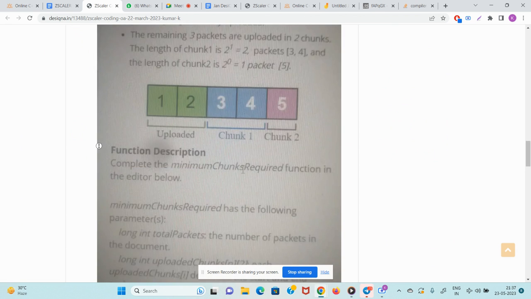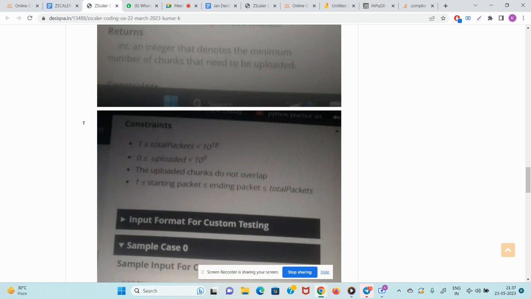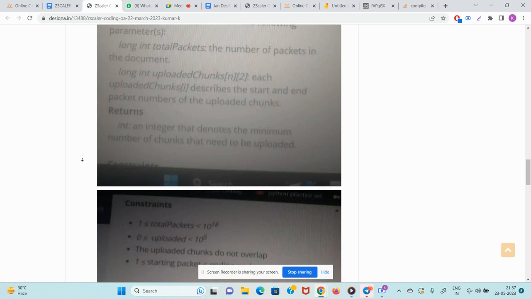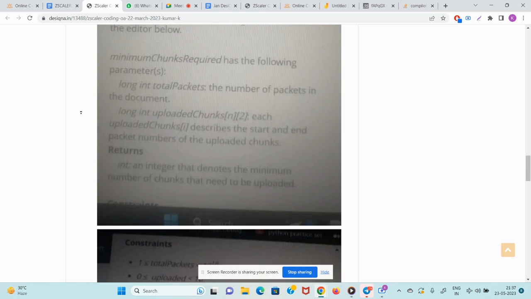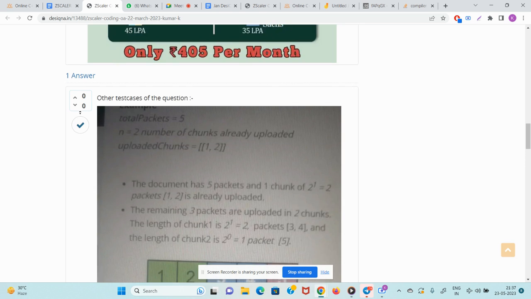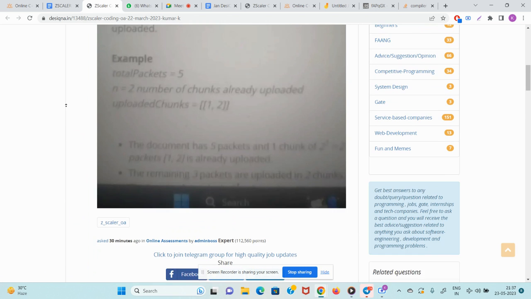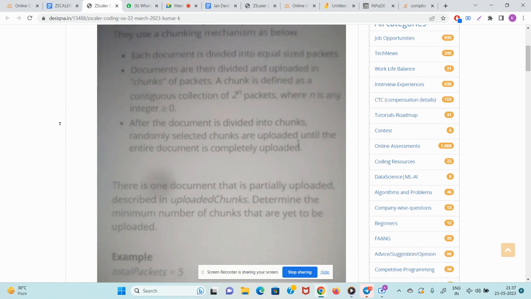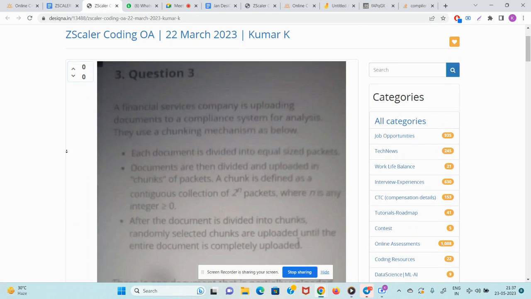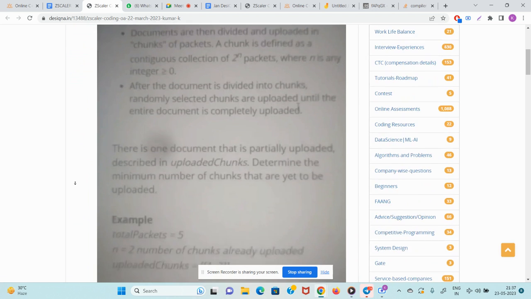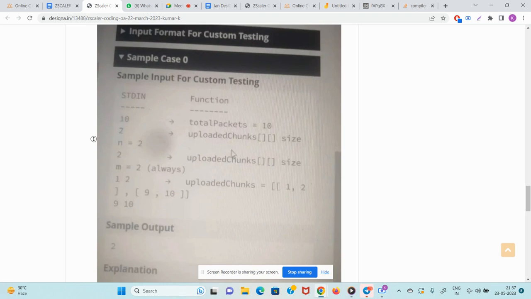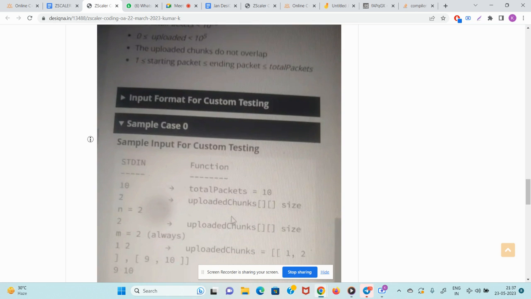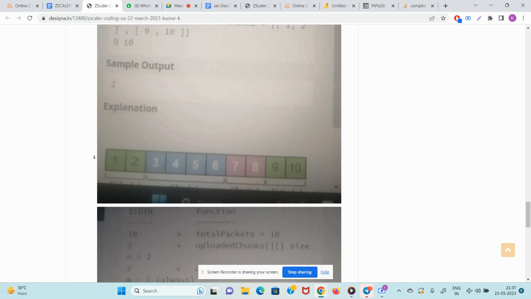If you try to check the constraints, you'll come to know. See, it's written here that the starting packet is always less than or equal to the ending packet, and they are non-intersecting. So non-intersecting means mostly non-touching also. If it was explicitly written here that touching can happen, then they would have mentioned it, but they have not mentioned it. Okay, and even in the test cases we cannot see that case happening. Anyways, guys, I hope this much stuff is clear to everyone.